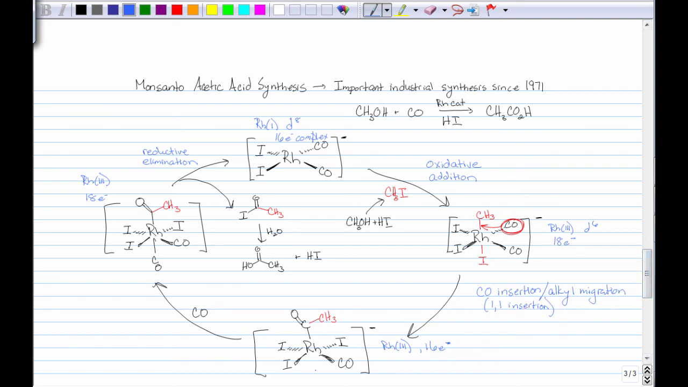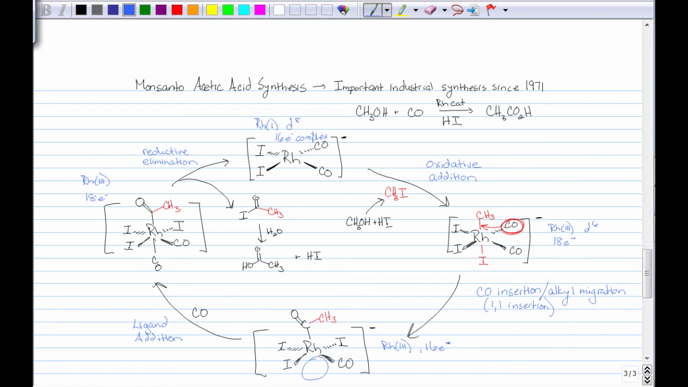In this product here, now you've got a vacant site, and it's really easy for something to now add to this complex, and that's what happens next. So here you simply add a ligand, and this is simply called ligand addition. From knowing the oxidation states of the metal and the total electron count, we can name the steps in the catalytic cycle. And this should follow logic.